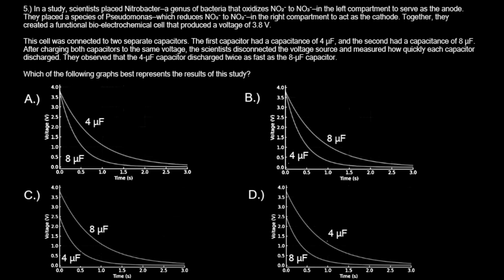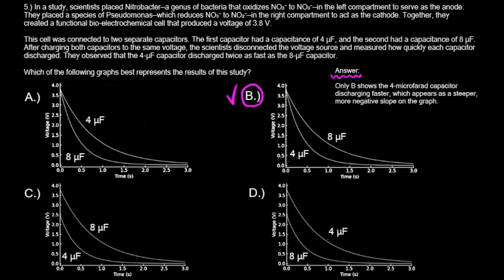After charging both capacitors to the same voltage, the scientists disconnected the voltage source and measured how quickly each capacitor discharged. They observed that the 4 microfarad capacitor discharged twice as fast as the 8 microfarad capacitor. So, which of the following graphs best represents the result of this study? The correct answer to this question is B. Let's break it down together and see why.